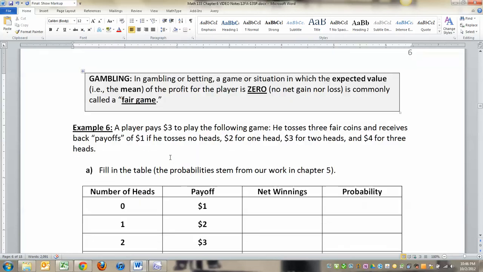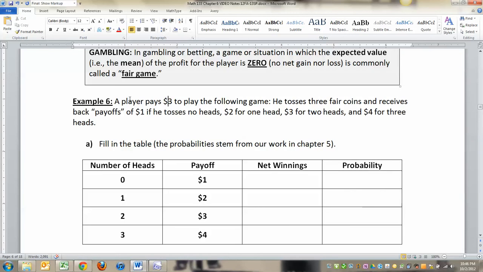So let's talk about it in terms of gambling. So when you're gambling or betting, a game or situation in which the expected value is 0 is called a fair game. So a fair game is when you don't expect to be ahead or behind. When the game is over, if you keep playing, you should be kind of at the same value you started with. Obviously, casino games don't do this so much.